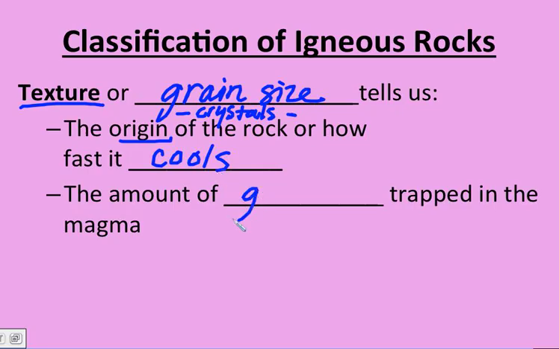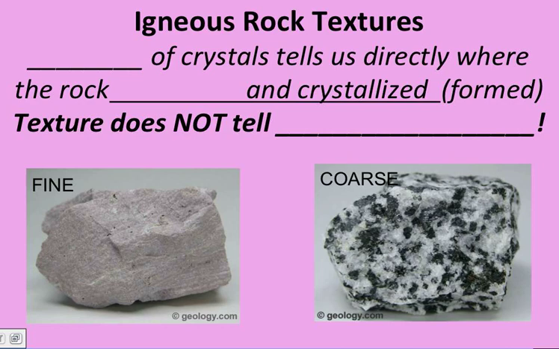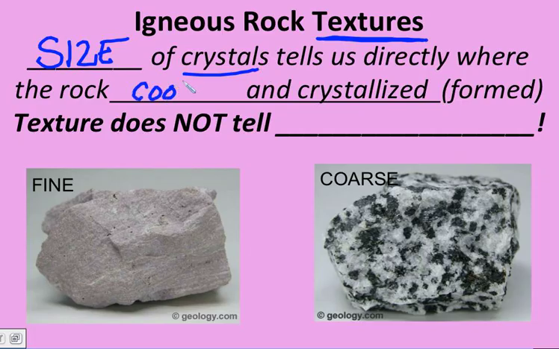The other thing it's going to clue us into is how much gas is trapped inside the magma. So was there a lot of gas present in the volcano or not a lot? And that clue again is going to tell us how the rock came to be. So as we talk about texture, again we're thinking about grain size. So it's all about how the rock looks. Okay, it's the size of the crystal that's going to give us the information. The size of the crystal is going to tell us how the rock cooled and crystallized.